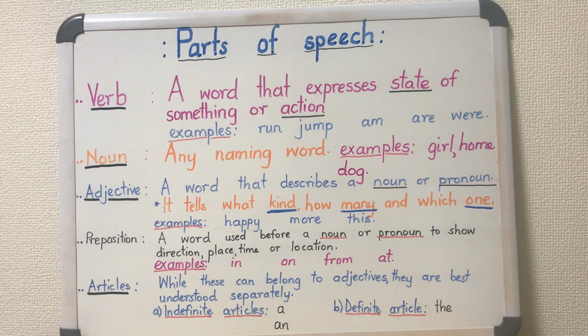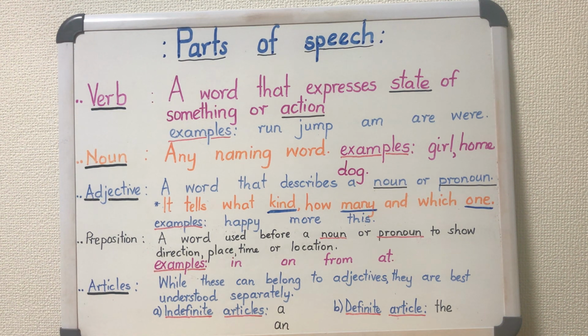One group has only two words, a and an, and we call these indefinite articles: a boy, an orange. In my upcoming videos, I will explain in greater detail the use of a and an. It's a whole video that will be devoted to just the use of a and an as indefinite articles.